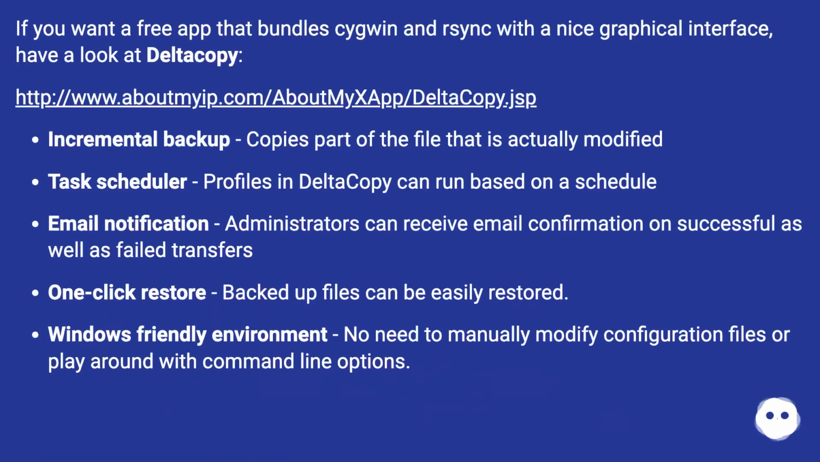If you want a free app that bundles Cygwin and Rsync with a nice graphical interface, have a look at DeltaCopy, this URL. Incremental backup, copies part of the file that is actually modified. Task Scheduler, profiles in DeltaCopy can run based on a schedule. Email notification, administrators can receive email confirmation on successful as well as failed transfers. One-click restore, backed up files can be easily restored. Windows-friendly environment, no need to manually modify configuration files or play around with command line options.